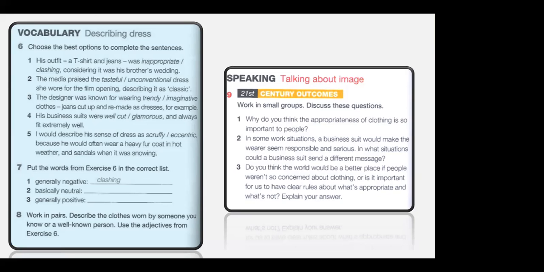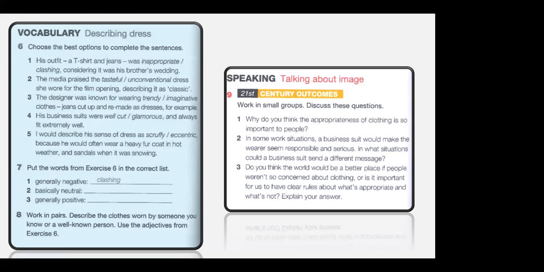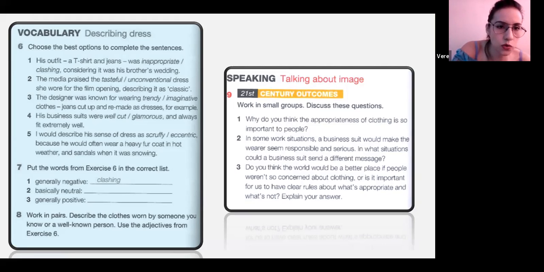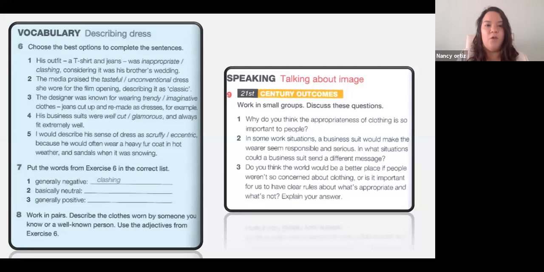Imaginative. Eccentric. Eccentric, yes. Eccentric and unconventional. Very good. Number 3, generally positive meaning. Well cut. Tasteful. Tasteful, very good, tasteful, well cut.